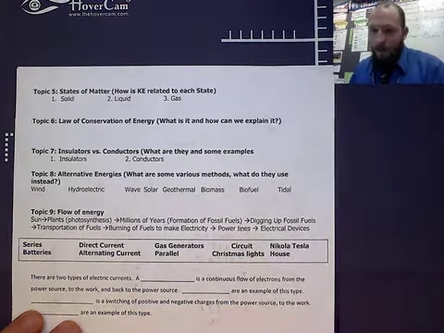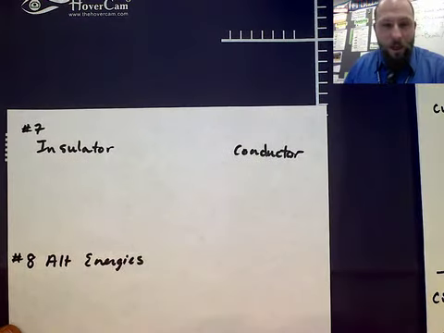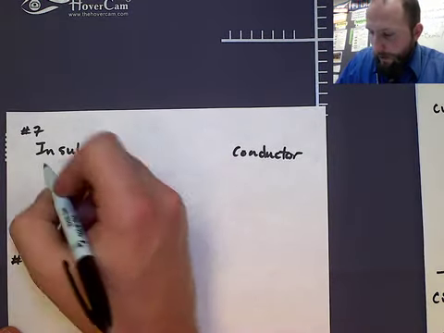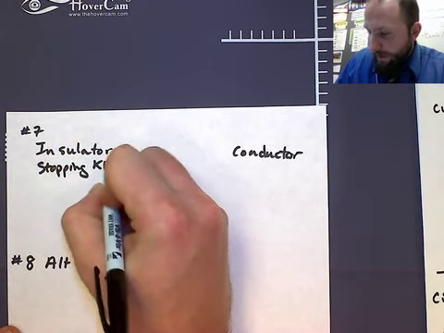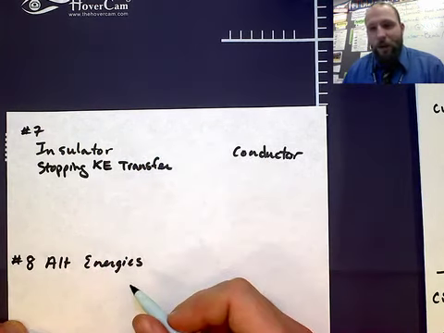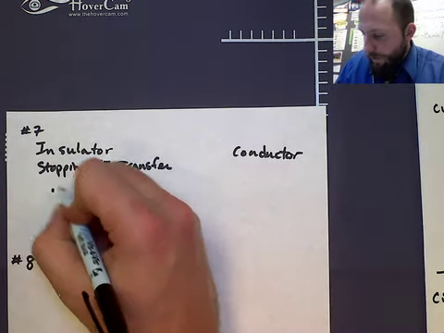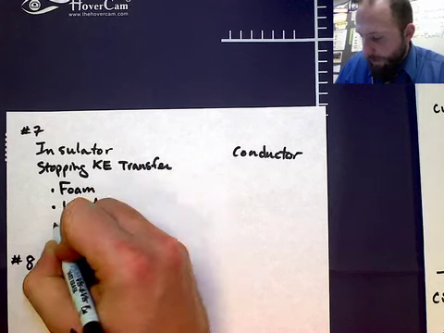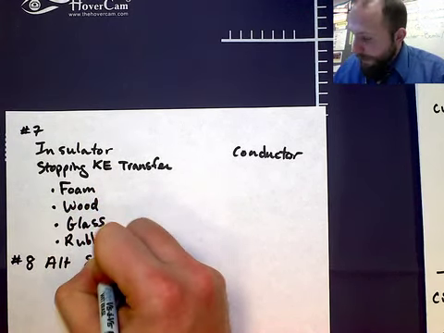Let's see what we have here. Topic number 7, insulators and conductors. Basically you just need to be able to identify the two types. An insulator is good at stopping KE transfer. That means if I can stop the kinetic energy moving through something, that's an insulator. Great examples, you heard it earlier in class: foam, wood, glass, and the big one, rubber.